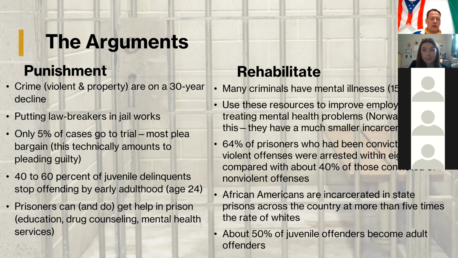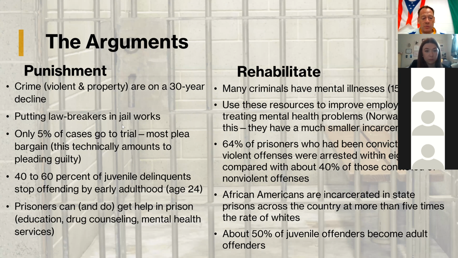Okay, now let's look at some arguments in favor of punishing, or in favor of using the criminal justice system to rehabilitate. The statistics I showed you: violent crime and property crime are on a 30-year decline. People that advocate that you put people in jail to punish them are saying it works. Putting lawbreakers in jail works.